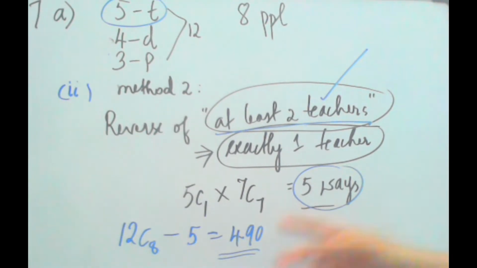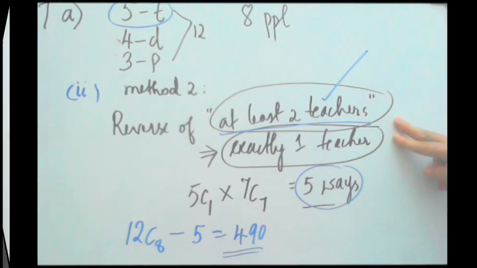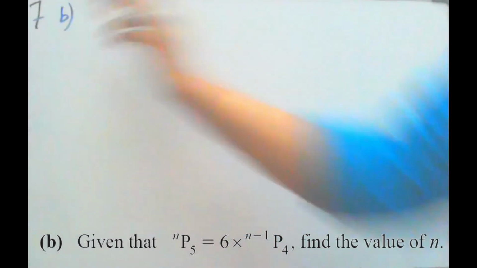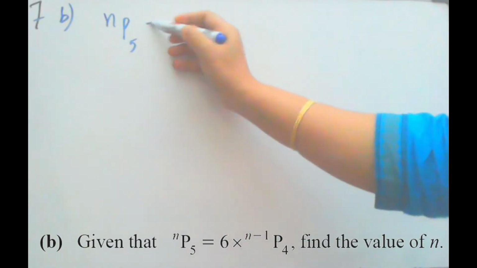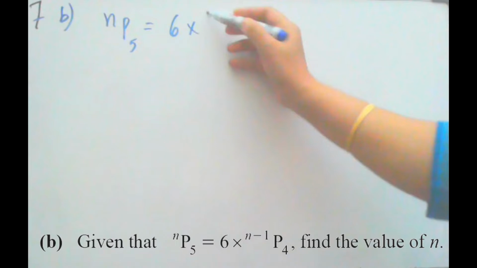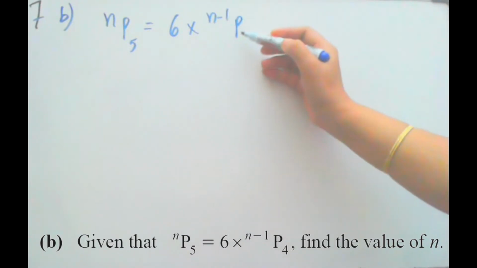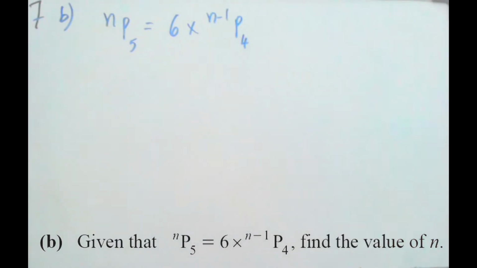So this is a much easier method. You just need one calculation only, but you need to be careful to form this reverse statement. 7b, given that nP5 is equal to 6 multiplied by n minus 1 P4, find the value of n. So here we will have to go with the definition of nPr.